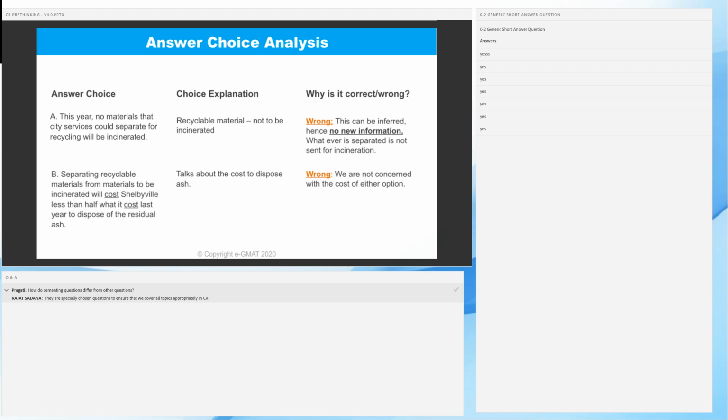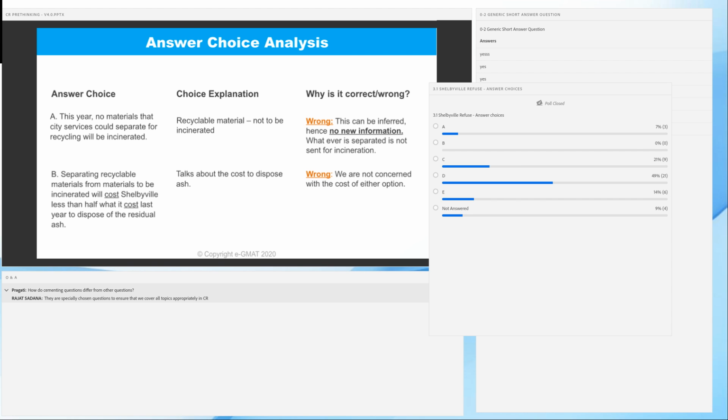Okay. Now let's look at the answer choices here. Choice A says, and let me show you your poll results. Here is how you responded, but half the class got to the correct answer. I want to make sure that you got to the correct answer for the right reasons. Choice C was also very popular. Choice E was popular, as was choice A.